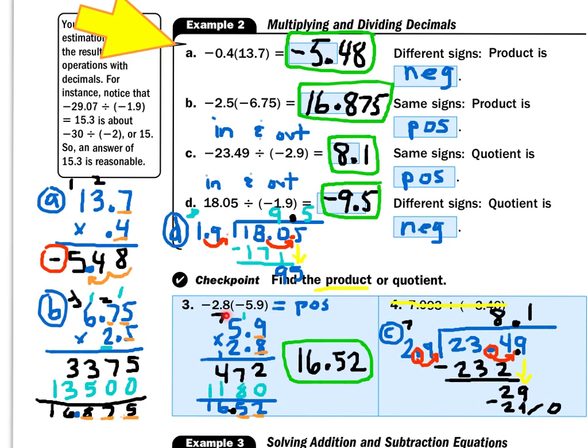Multiplying, well, a negative 2.8 times a negative 5.9. I know my answer is going to be positive. And then I just set it up and did my work, 5.9 on top, 2.8 on the bottom, and I multiplied. Then I counted 2 numbers after the decimal point. So I grabbed the decimal and moved it back 2 spots, which gave me 16.52.